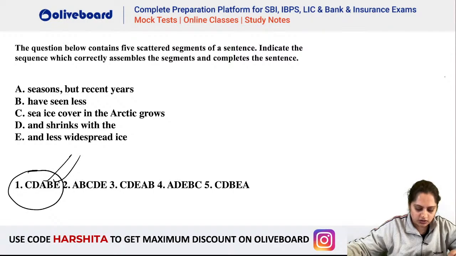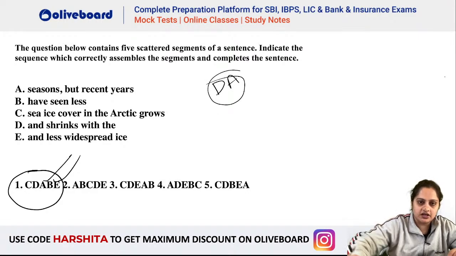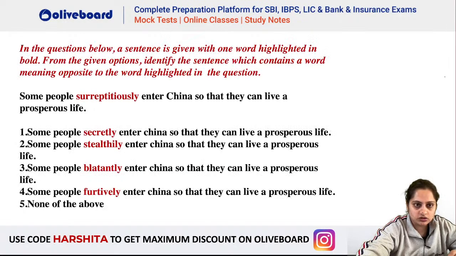CDABE. There is no other placement you can do. CDA, because D shrinks with the what? Shrinks with the seasons. DA is also a pairing which is only in the first option. DA also appearing. Very good. First option. Now there is a different question.